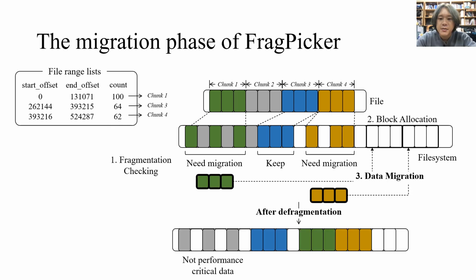Finally, data migration is performed using user-level I/O libraries. After defragmentation, performance-critical data become contiguous, and I/Os towards such data will not cause request splitting. Since chunk 2 is not on the file range list, we think the data are not performance-critical. Therefore, FragPicker does not migrate the data.